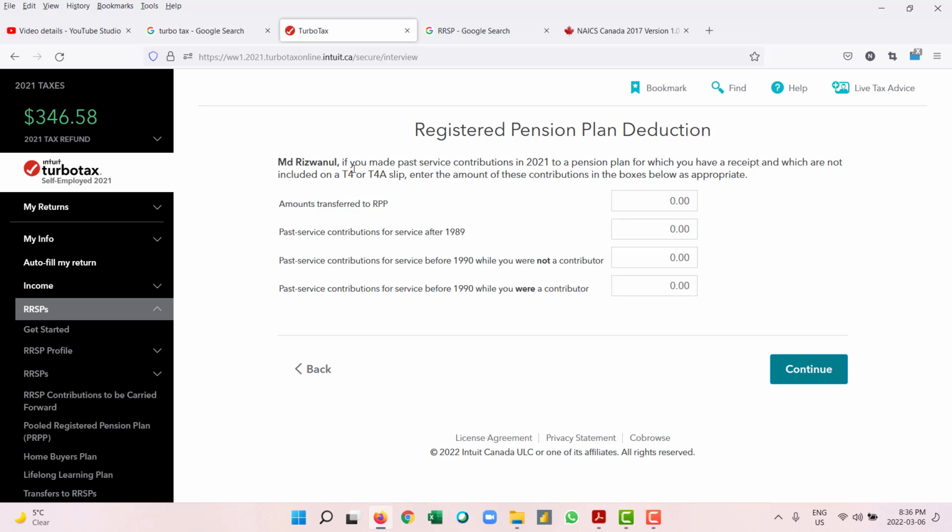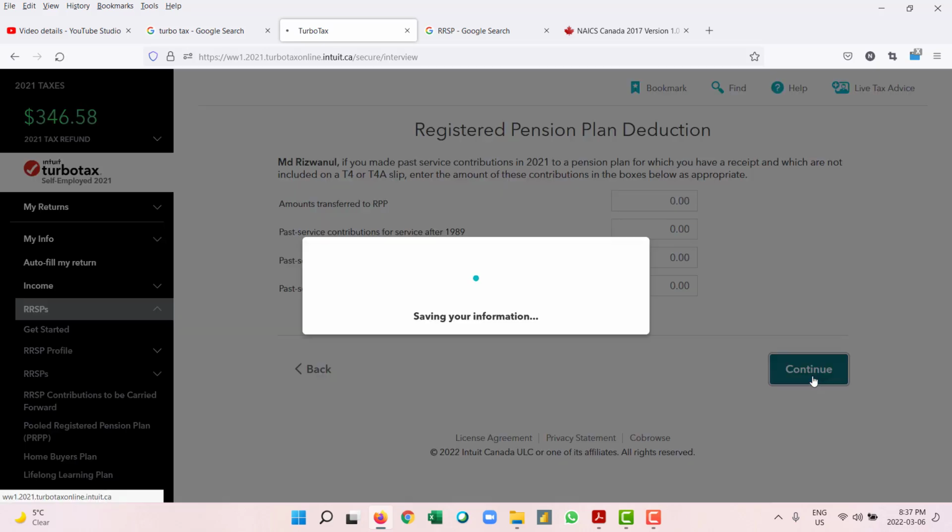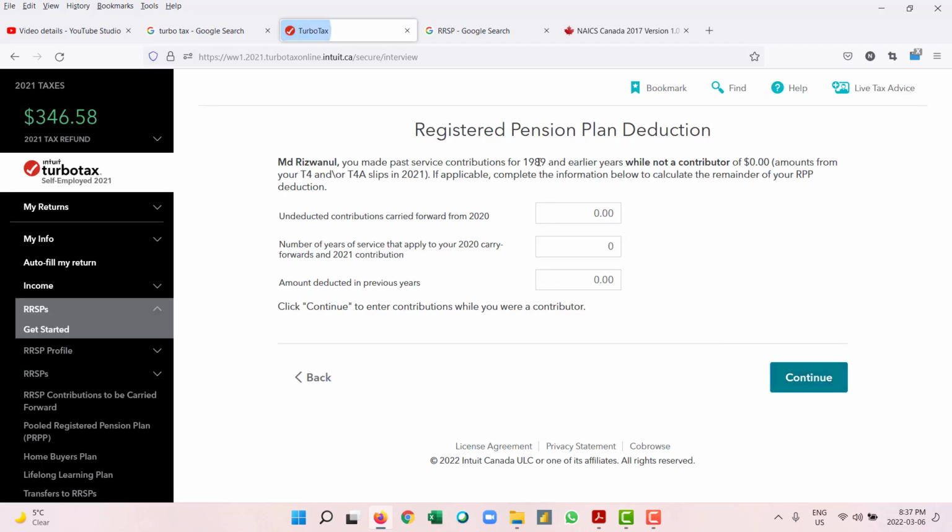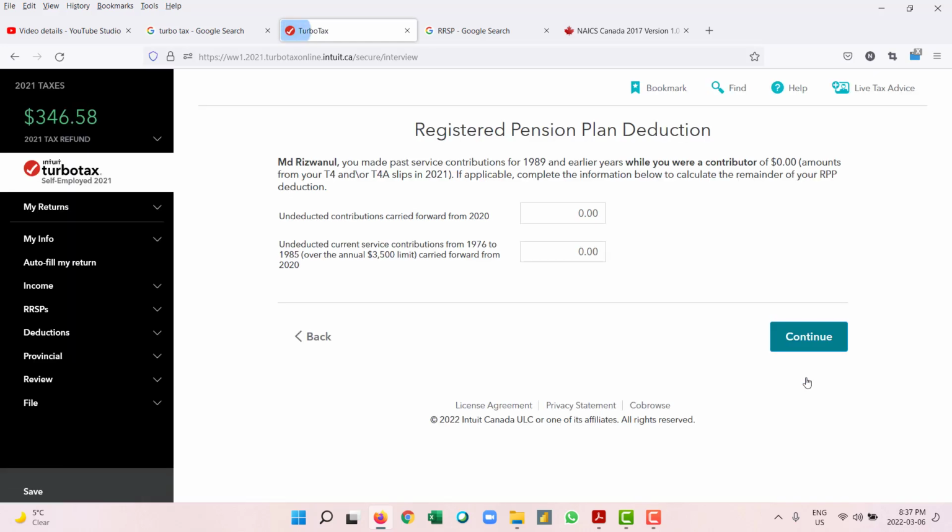Okay, what it is showing: if you made a past service contribution in 2021 to a pension plan and received a receipt, which is not included before. So some companies can deduct some small amount of money from your salary as a registered pension plan, so it can help you. I actually did not contribute anything. Registered pension plan deduction, click continue, zero. Registered pension plan, click zero.